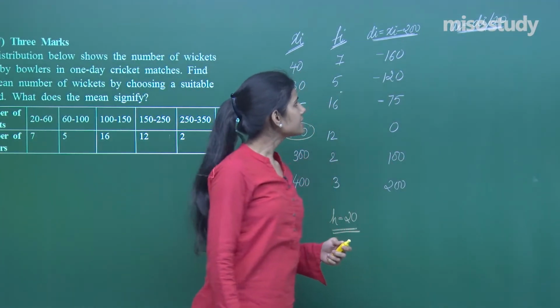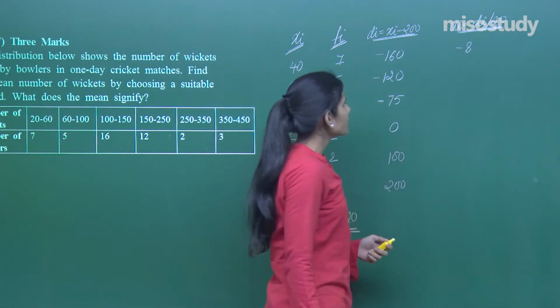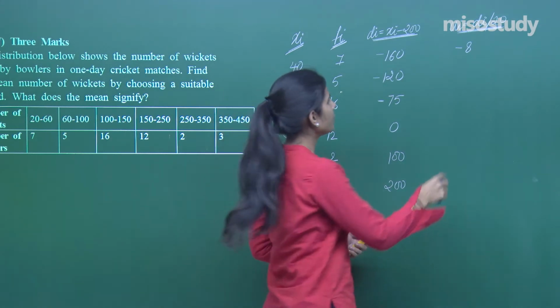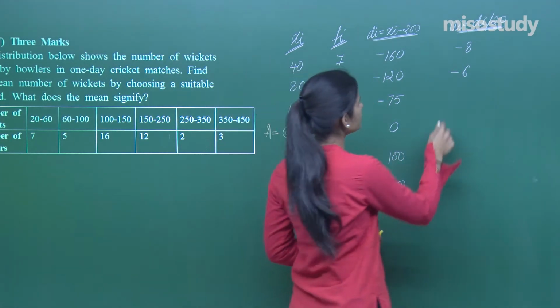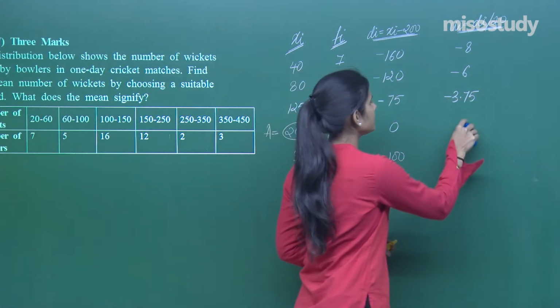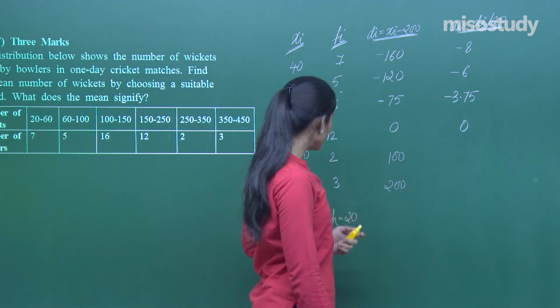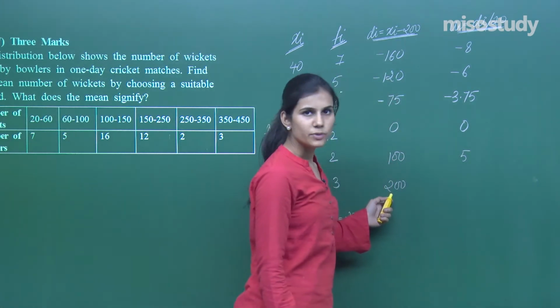So minus 160 upon 20 gives you minus 8. Minus 120 upon 20 gives you minus 6. Minus 75 divided by 20 gives you minus 3.75. 0 divided by 20 gives you 0. 100 divided by 20 gives you 5. And 200 divided by 20 gives you 10.